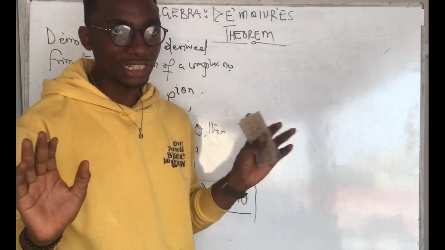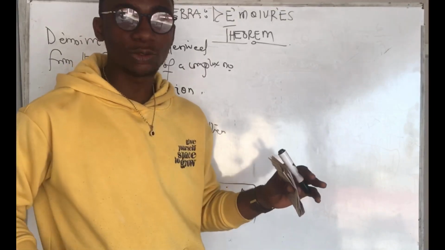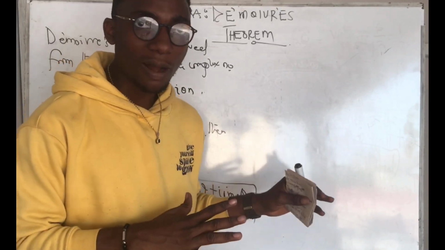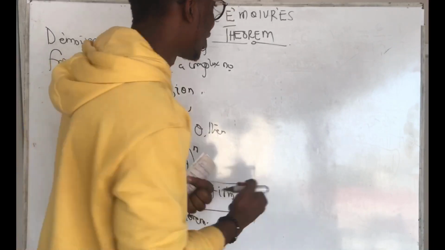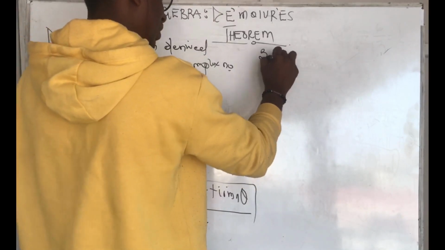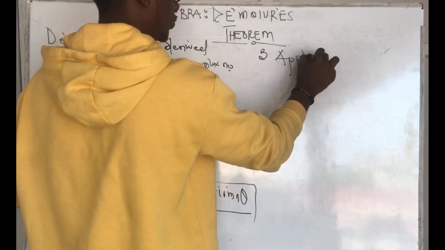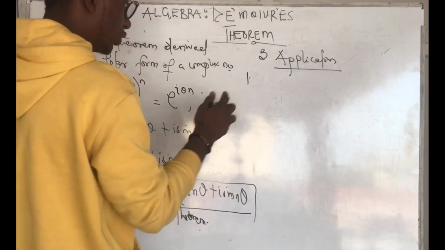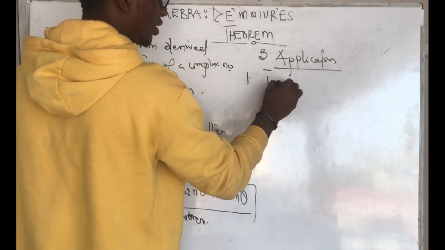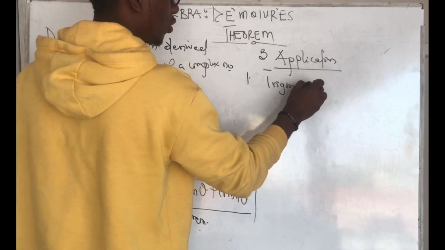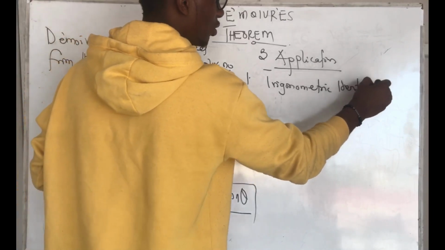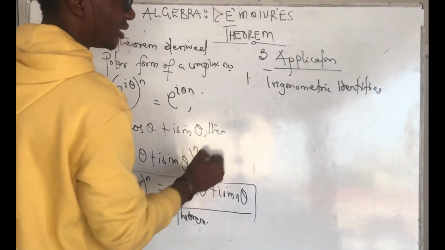Three basic applications. Out of those applications is where you can tackle a question on a complex number in polar form. Three basic applications of De Moivre's theorem. One, we will be using De Moivre's theorem in trigonometric identities.